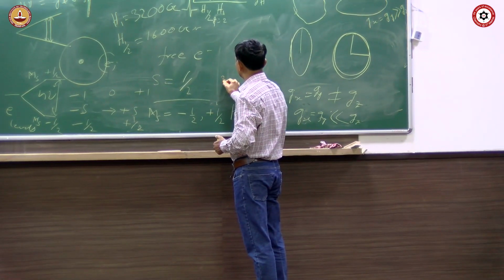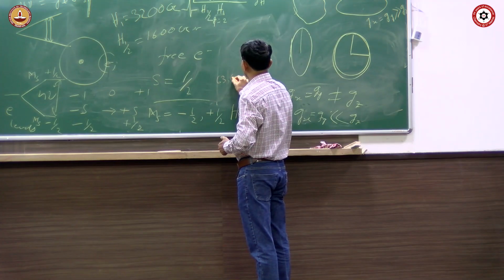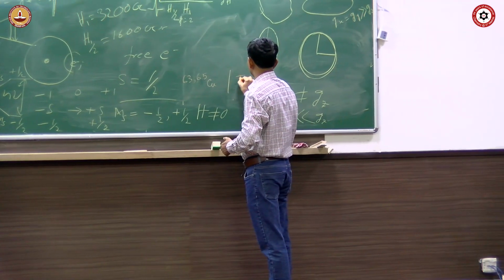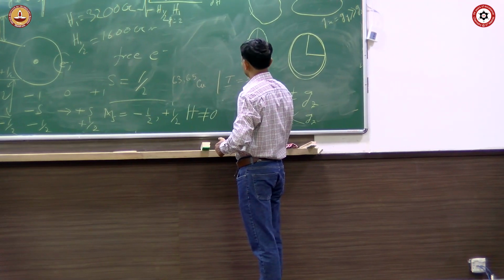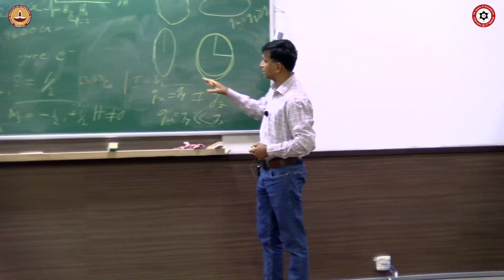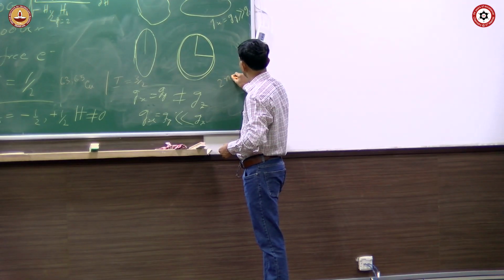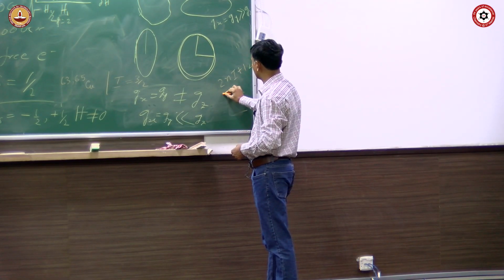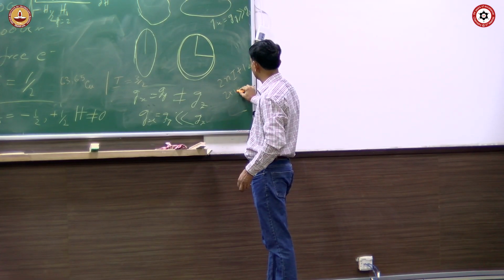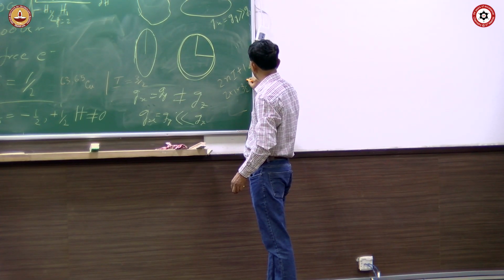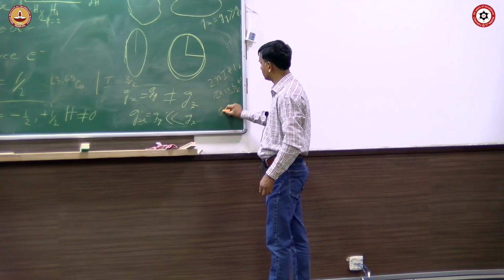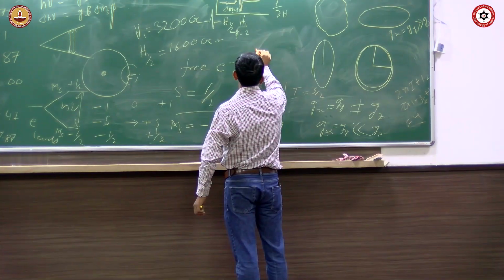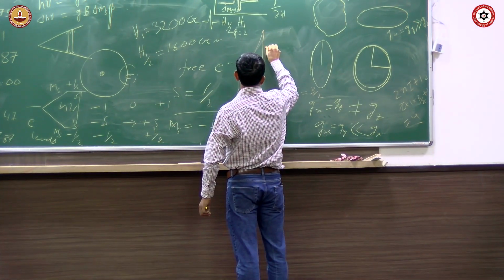Copper has isotopes 63 and 65, and in both cases the nuclear spin is 3/2. Now if we apply the formula 2nI plus 1, for 1 copper with I equal to 3/2, you get 2 times 3/2 plus 1, which is 4. So you are supposed to get 4 signals like this.